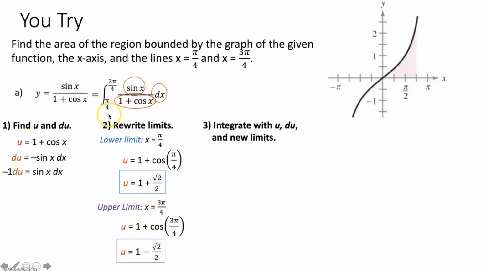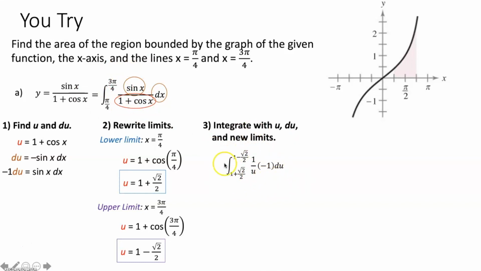I'm going to take u and plug it in for 1 plus cosine of x. I'm going to take negative 1 du and plug it in for sine x dx. I'm going to take 1 plus rad 2 over 2, make that my new lower limit of integration. I'm going to take 1 minus rad 2 over 2, make that my new upper limit of integration. Now I have totally rewritten this integral up here in terms of u and du.